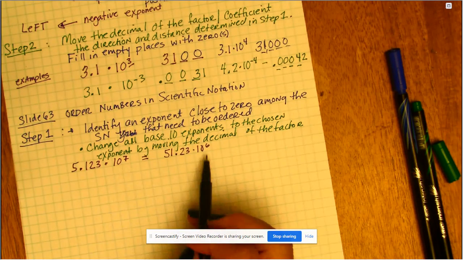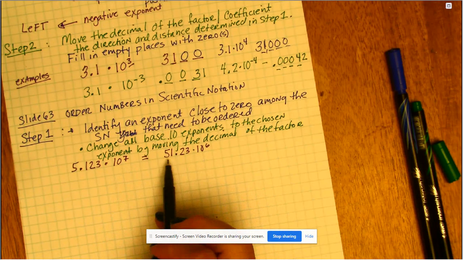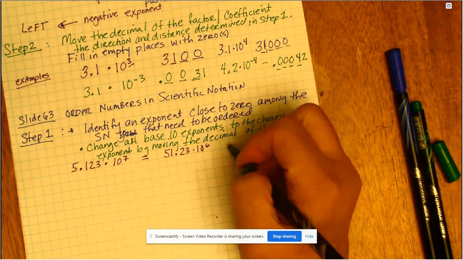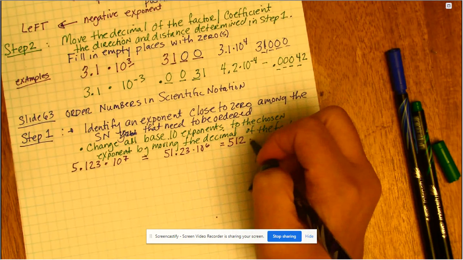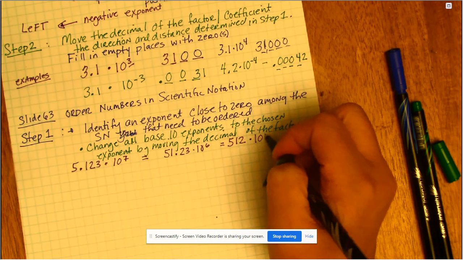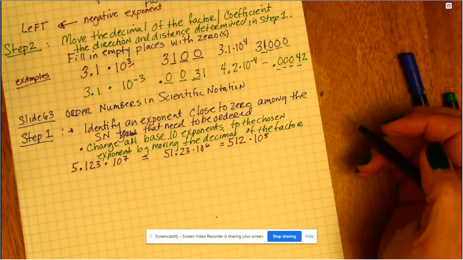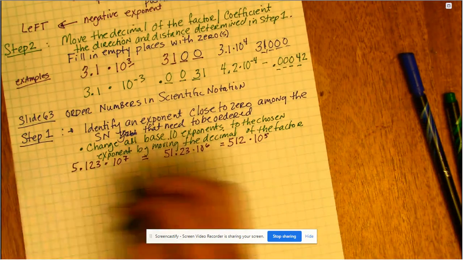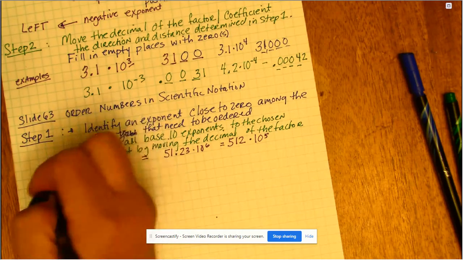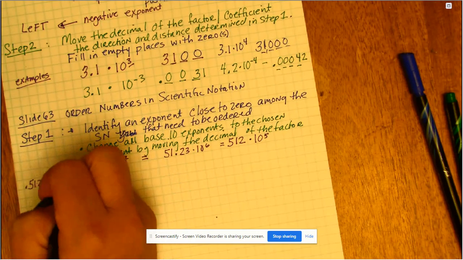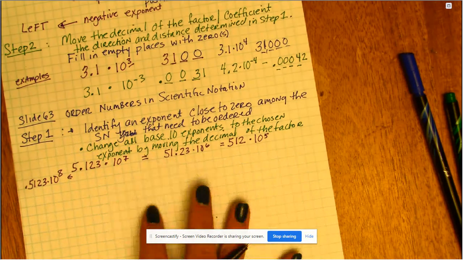See, by decreasing one spot, I moved my decimal over one to the right. I can keep on doing that, and that would be equal to 512 times 10 to the 5th. And I can keep on going all the way out to I have no more base 10s left. I can even go the other way and make it equal to 0.5123 times 10 to the 8th. So I can change the value.